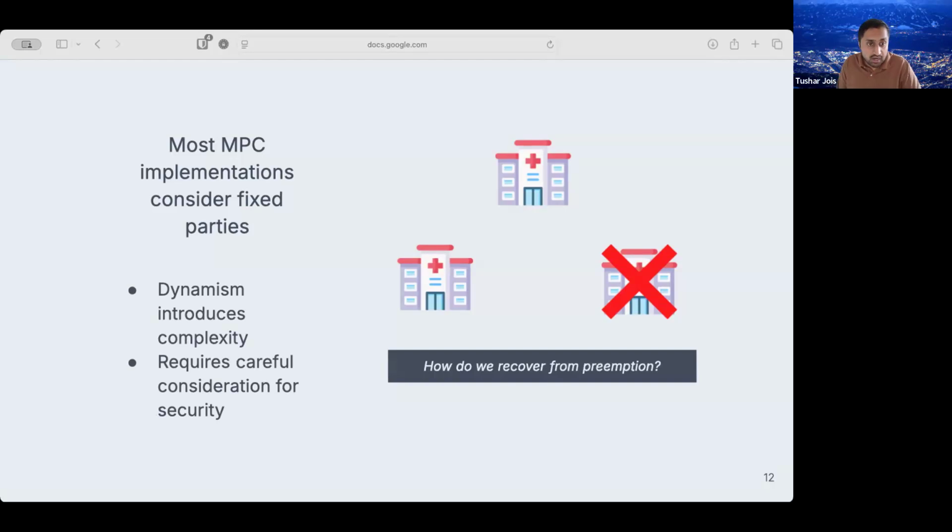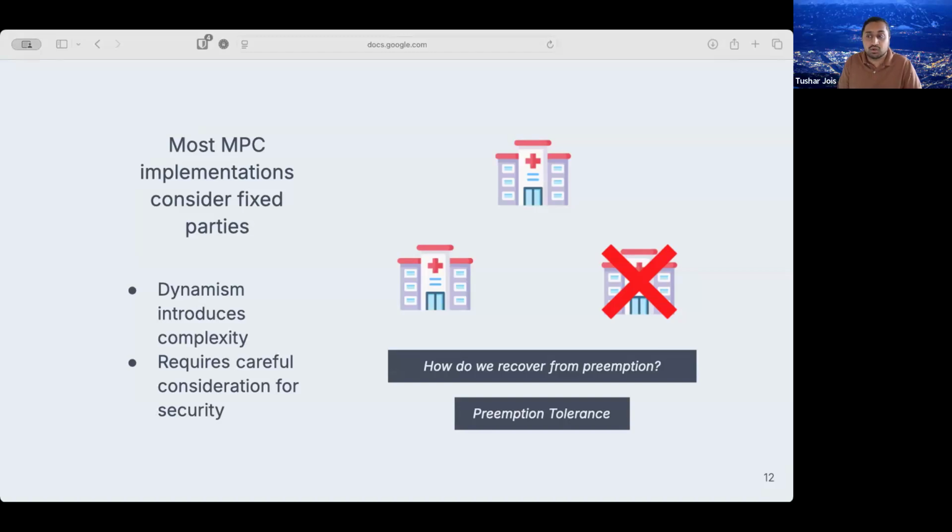So how do we recover from preemption? How do we recover from a spot instance being revoked? We need some kind of preemption tolerance mechanism. And to do that, we can actually turn to inspiration from the systems community.